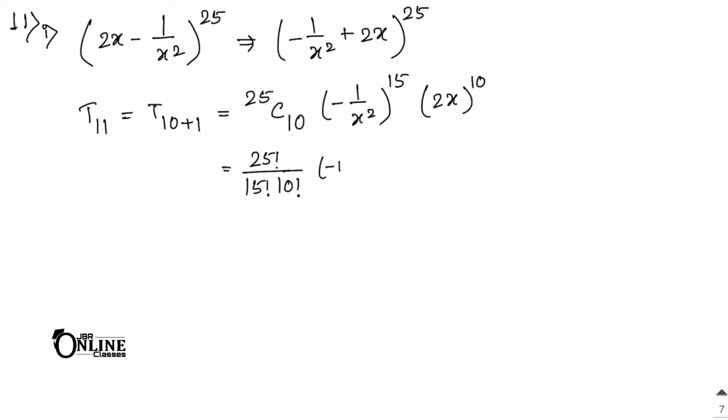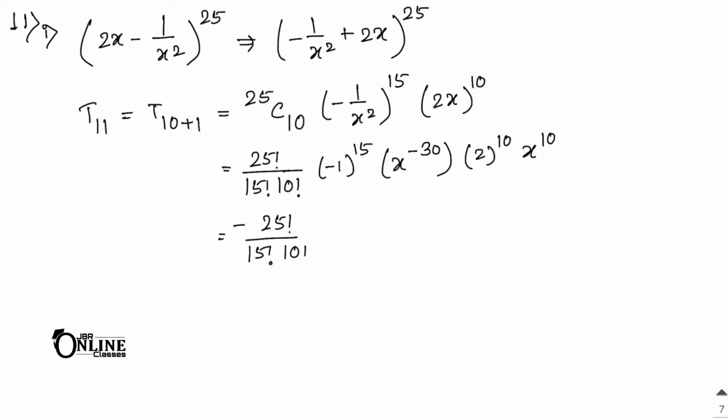After that it's minus 1 to the power 15, then x to the power minus 30 because minus 2 into 15 is minus 30. Then 2 to the power 10 and then x to the power 10. So it will be minus 25 factorial by 15 factorial, 10 factorial, then 2 to the power 10, and that one will be x to the power minus 20. That is your answer.